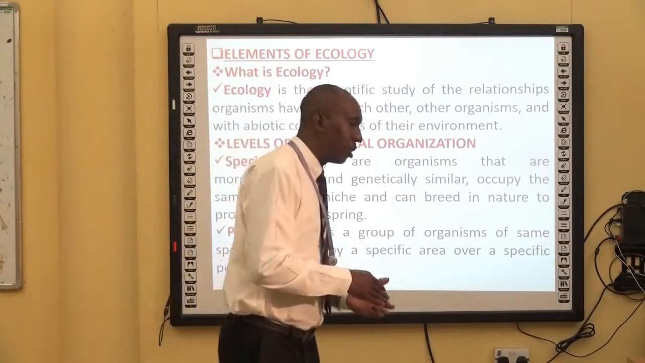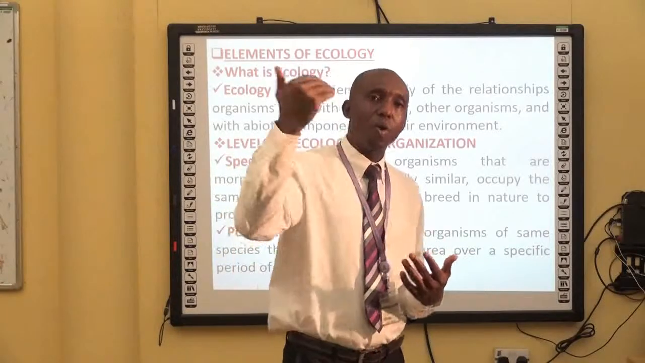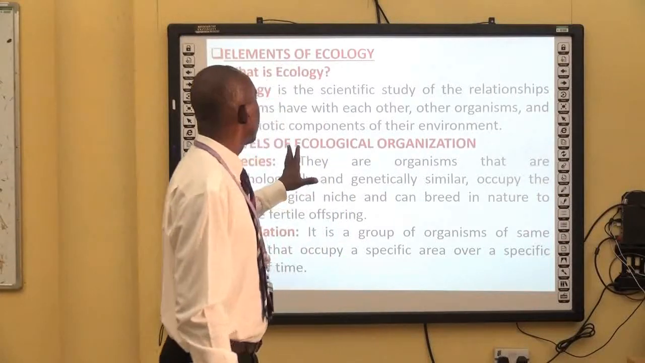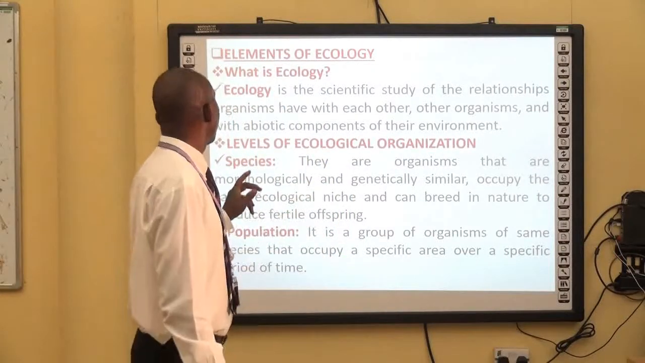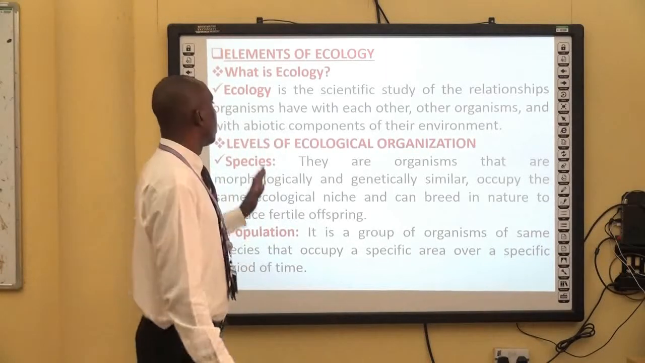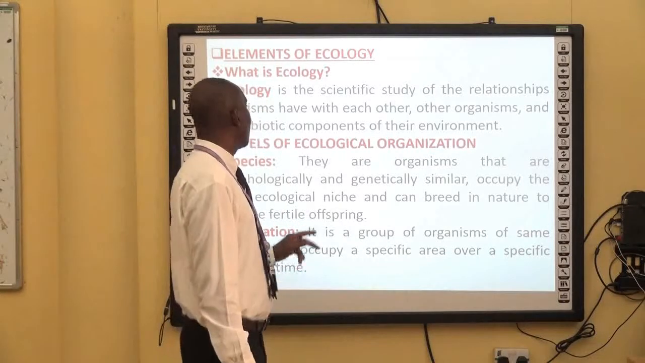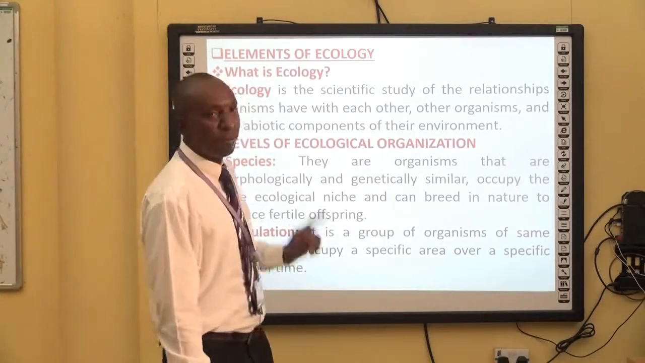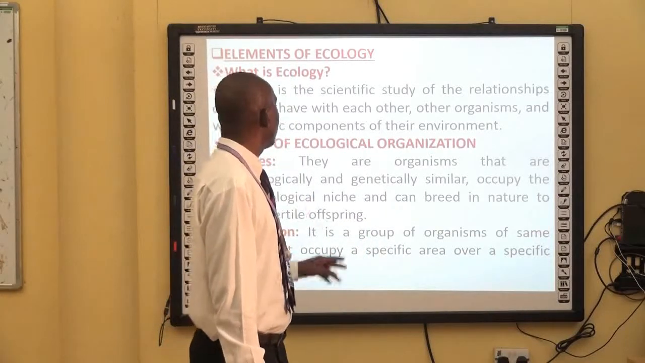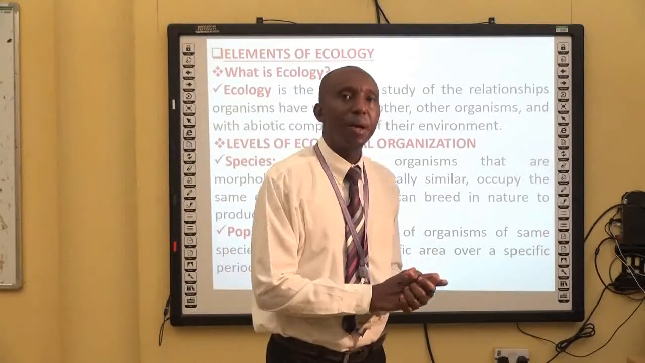Ecology is studied at different levels, from a simpler to a more complex, semi-complex level. The simplest level in the study of ecology is the level of the species. These are organisms that are morphologically and genetically similar, and they occupy the same ecological niche and can breed in nature to produce fertile organisms.